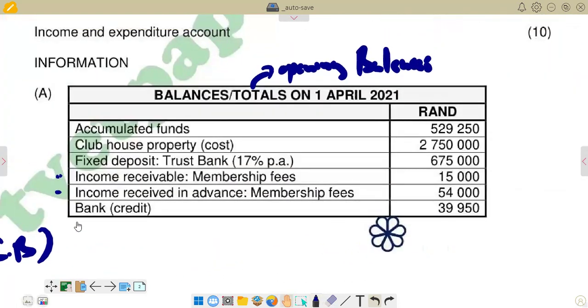So what we are saying is for income receivable with 15,000, which is the opening balance, we are going to put it on the debit side as 15,000. Then income received in advance, 54,000, will come on the credit side as income received in advance. So we go to our other section.